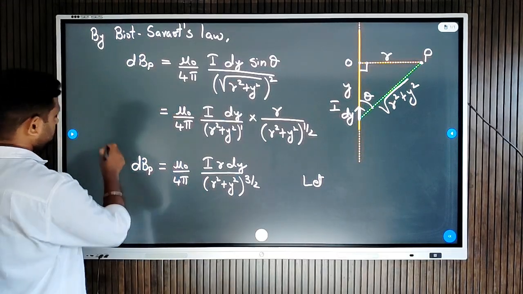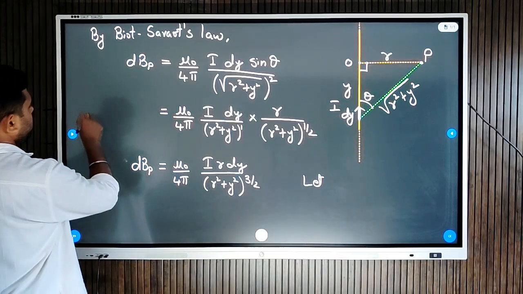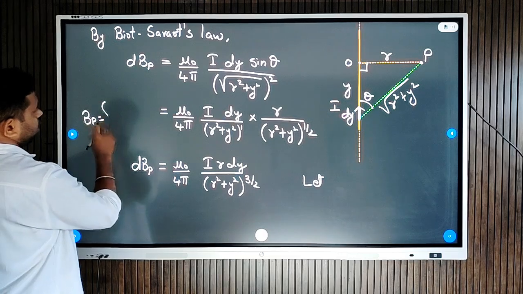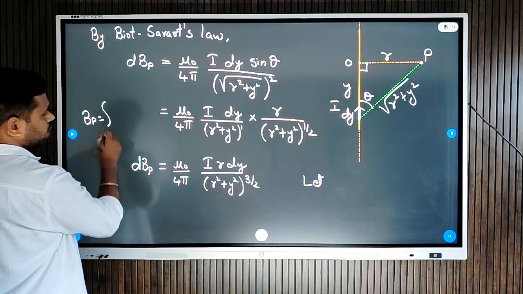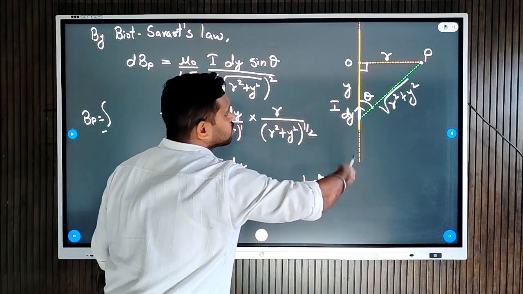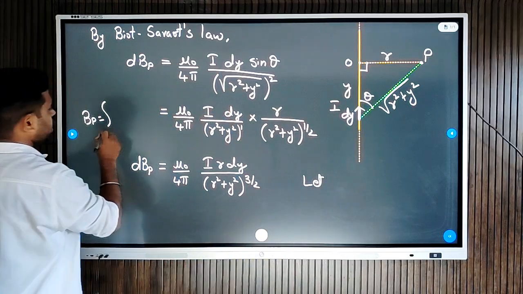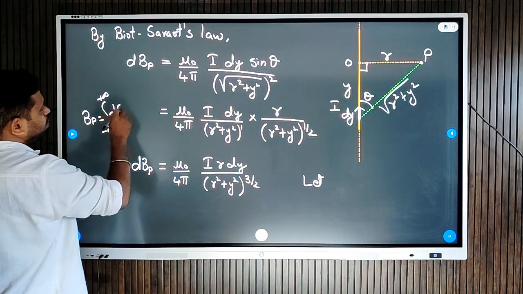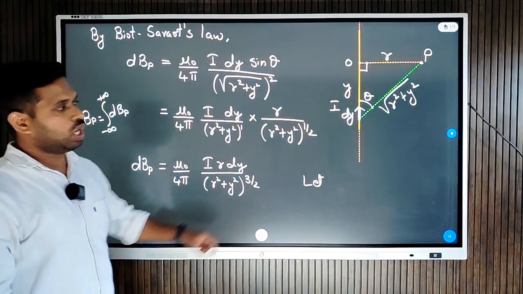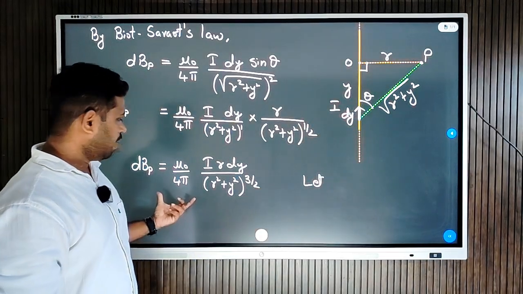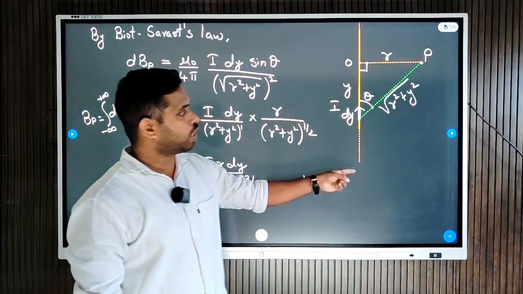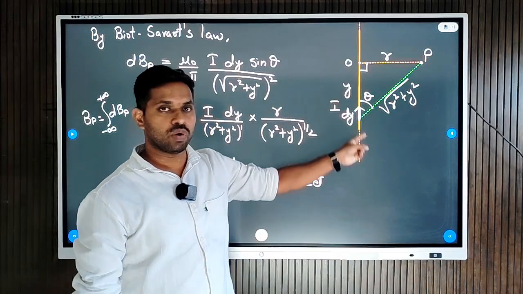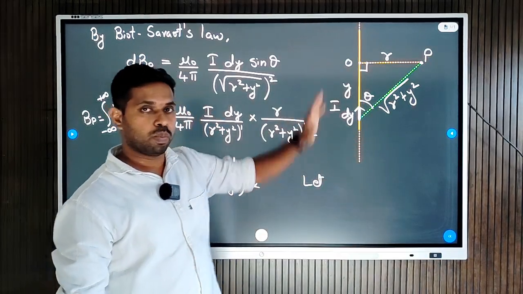So the total magnetic field BP will be the integral, where y ranges from minus infinity to plus infinity, of dBp. Whatever magnetic field is due to this small element, we have to integrate it across the whole length of the conductor, from minus infinity to plus infinity.